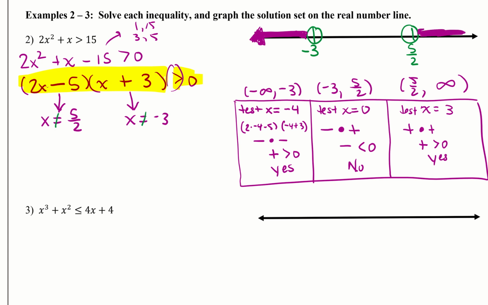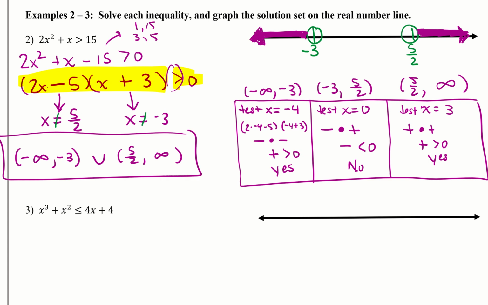Now, when we do these, we have two different parts of our solution. We have the graph, which I've got right here, and then I need to write an inequality to model this graph. I'll just use interval notation: from -infinity to -3, notice how I've used an open circle, and then the union of that with 5/2 to infinity. This is going to be my solution.